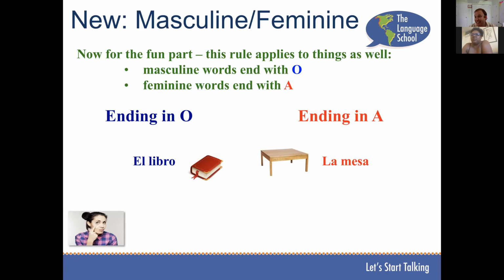This also applies to things. Everything in Spanish is either masculine or feminine. Has nothing to do with anything. This is just a grammatical rule. It's not like the book is a boy and the table is a girl. It's not like there's anything particularly masculine about a book or feminine about a table. Right. It's just the way the language works, okay? For helping you set up the structure of sentences and stuff like that. Again, this rule has exceptions.